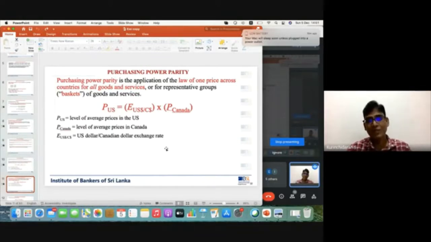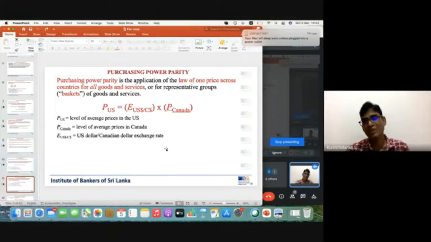Similarly, we talked about the pizza story or the gold story, a single good. Based on this law of one price, we also have a theory called purchasing power parity. Remember, purchasing power parity is an application of the law of one price. Here we take not a single product but a basket, a group of goods and services. It's a basket of goods and services, and then you get a price level. We discussed the general price level.